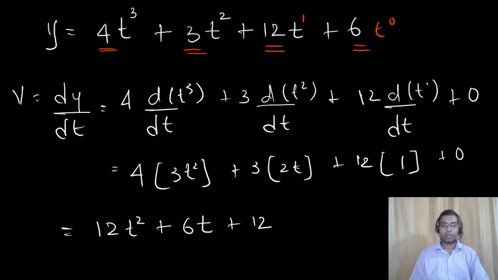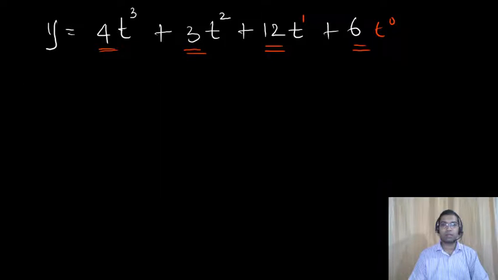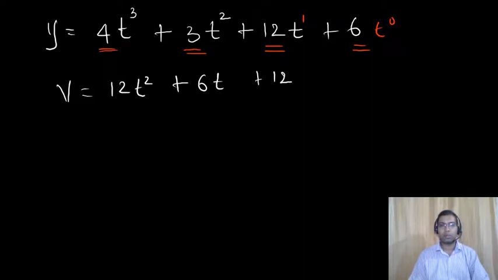Now this is velocity. We can go ahead and do acceleration. Now what is acceleration? I'll just simply write velocity here, which we got as 12t square plus 6t plus 12. Again, for our benefit, this is t power 0, this is t power 1.